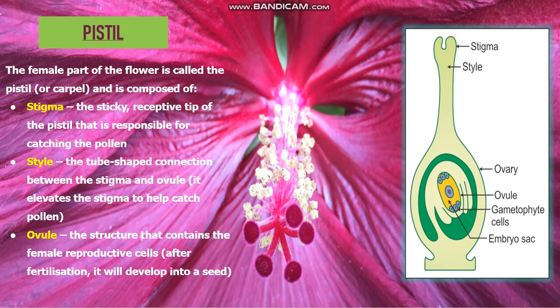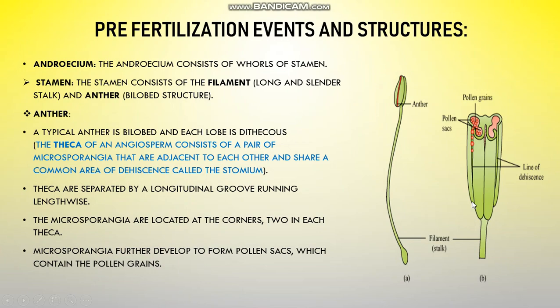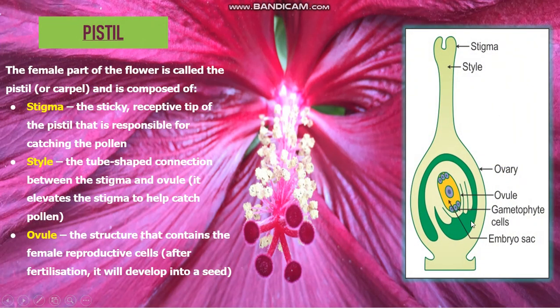Inside the ovary, there are one or more ovules. This structure, green colored, is the ovule. And inside the ovule, the cells undergo division and finally lead to the formation of female gametophyte. So, this is female gametophyte and inside female gametophyte, female gamete, that is egg cell, is formed. So this whole structure is known as pistil or carpel, which is the female reproductive part.